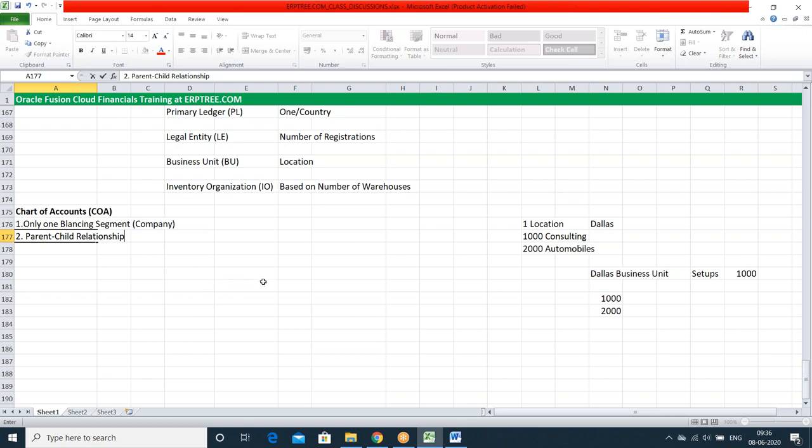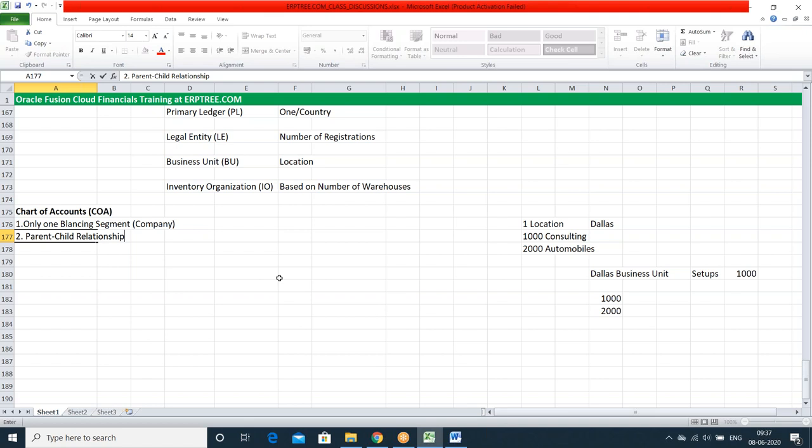We'll see in our classes how to maintain all the values with a parent and a child. We'll create everything through a manual process, and we'll load all the information through one concept called the rapid implementation approach. So there I'll take you through how you can maintain all the data with the parent and child hierarchy.